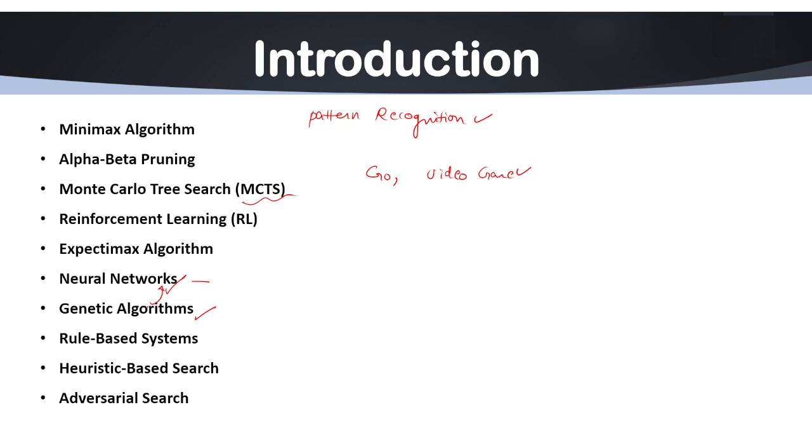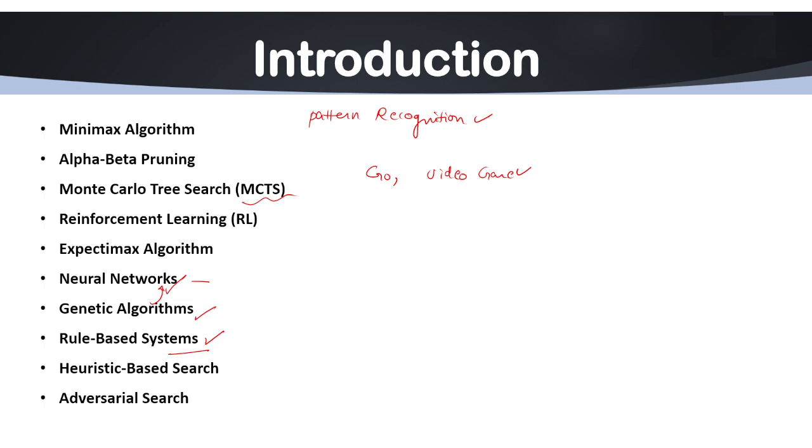Next algorithm is the rule-based system. So here hard-coded rules dictate the AI's behavior. All right. So whenever we use hard-coded rules for a game to dictate the behavior, there we use rule-based systems. Right. These are very easy to implement for simple games only. Okay. And its disadvantages include adaptability and scalability.